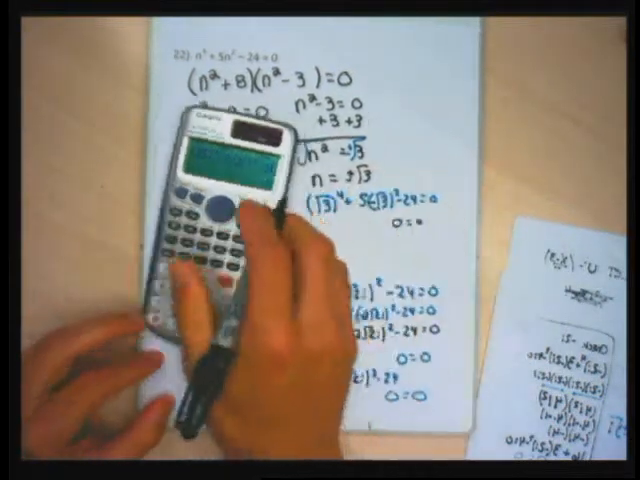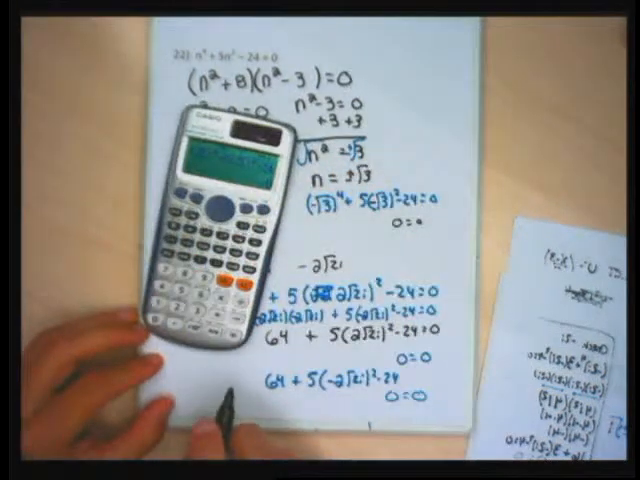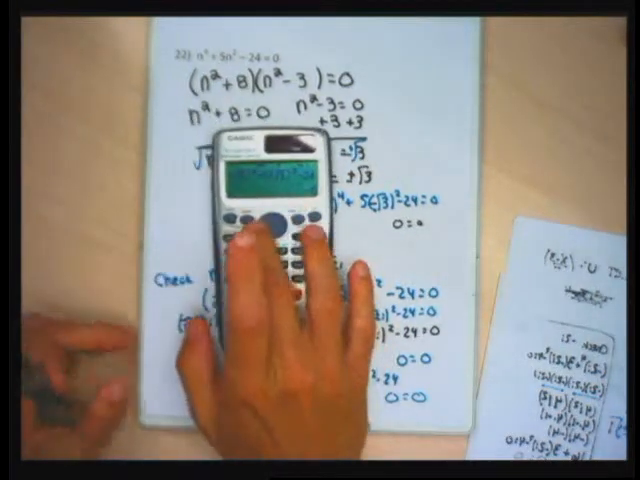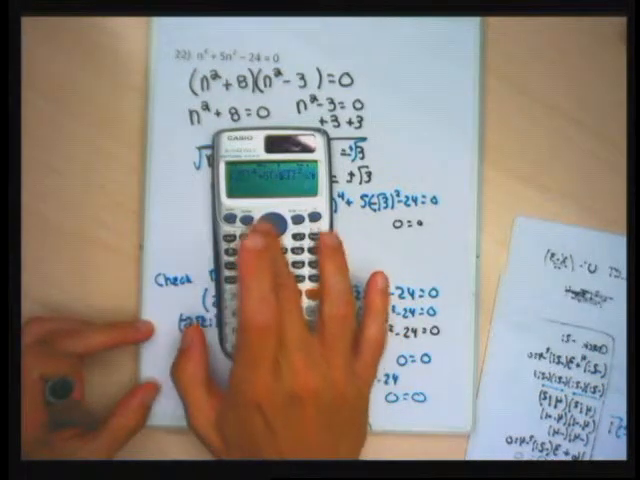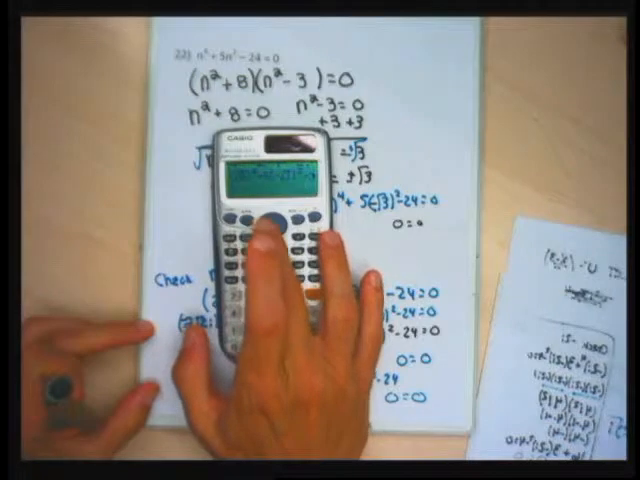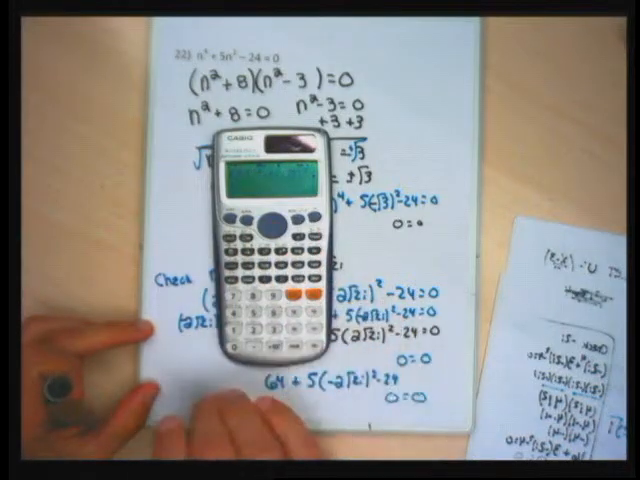Now I'm going to change the positive square root of 3 to a negative square root of 3 and make sure that still works. So back arrow, get next to the square root, make the plus a minus, make that plus a minus, and I get 0 equal to 0.